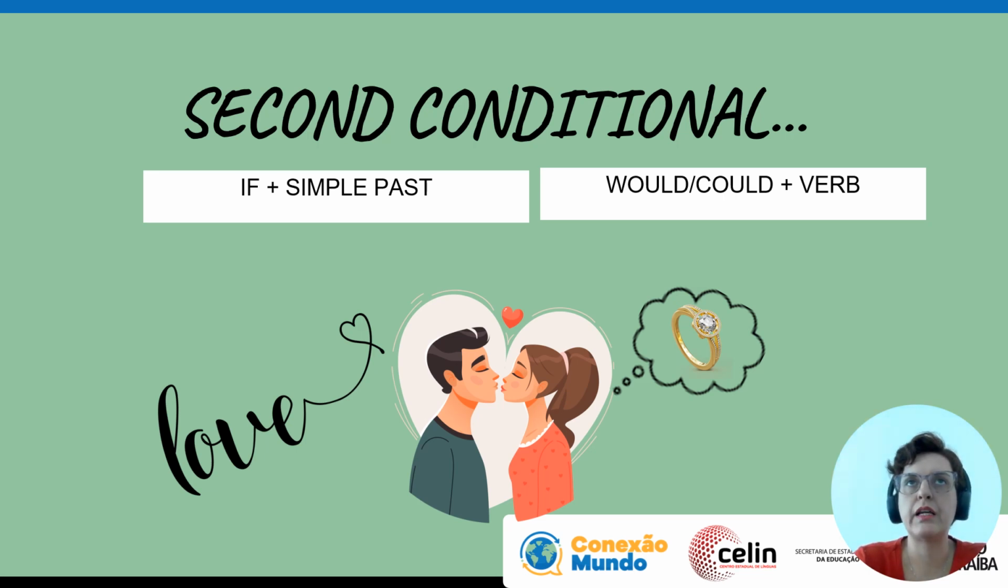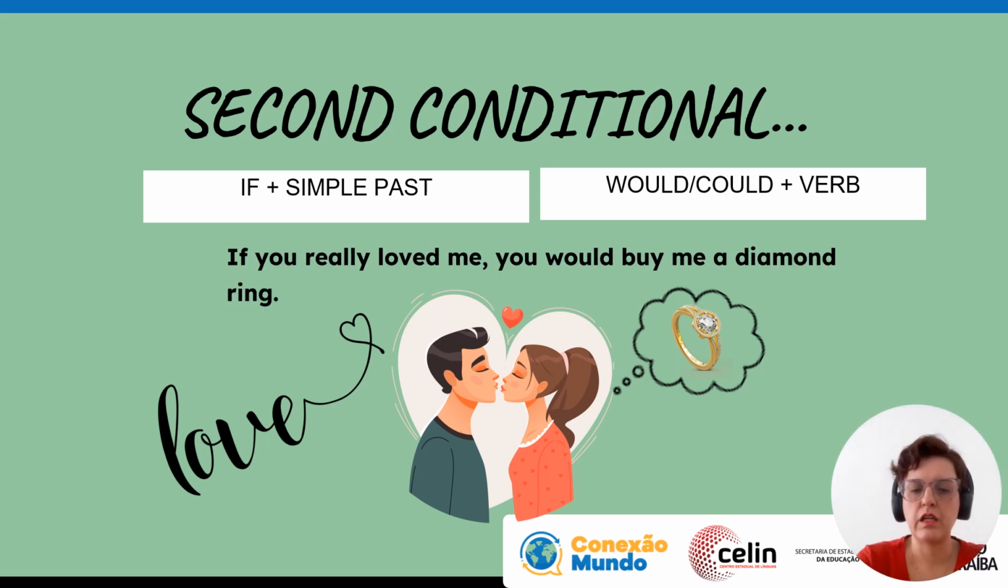Here, we are imagining situations that are not likely to happen. I mean, situations that are not just in our imagination. It's something that we wish had happened or could have happened. Okay? So the if part comes with a simple past, and the result part comes with would or could plus a verb. If you really loved me, you would buy me a diamond ring.